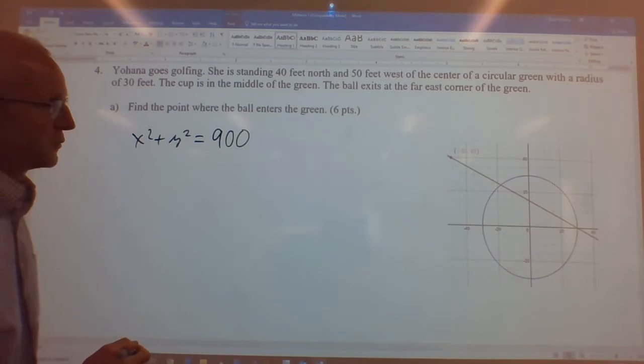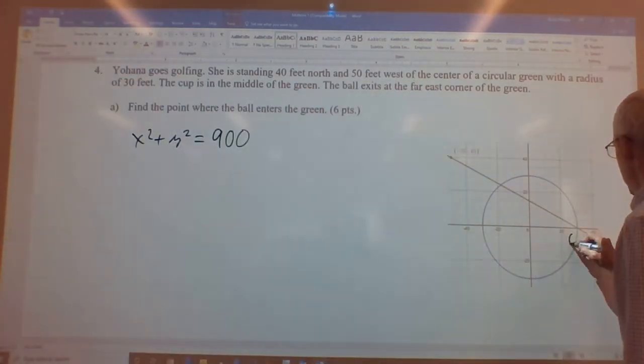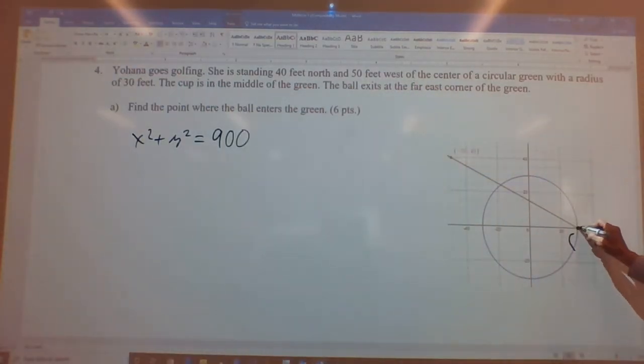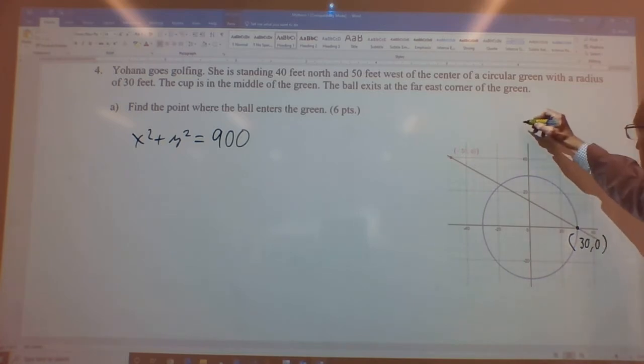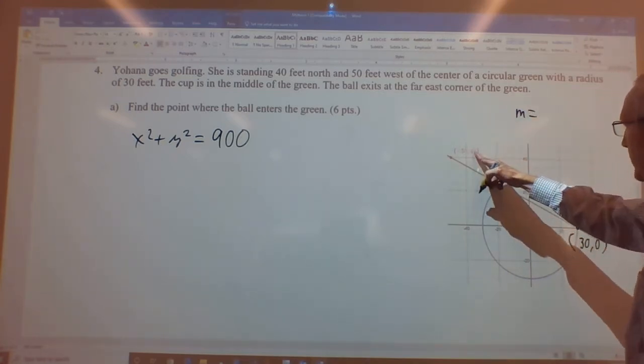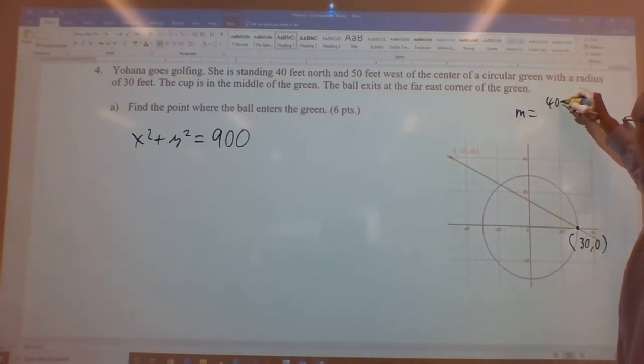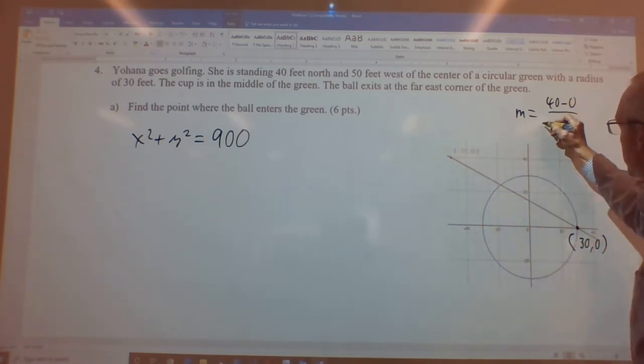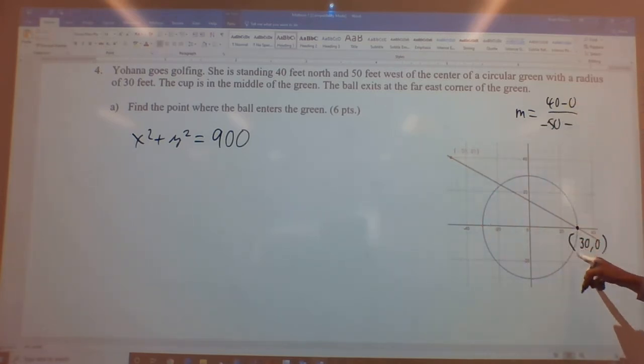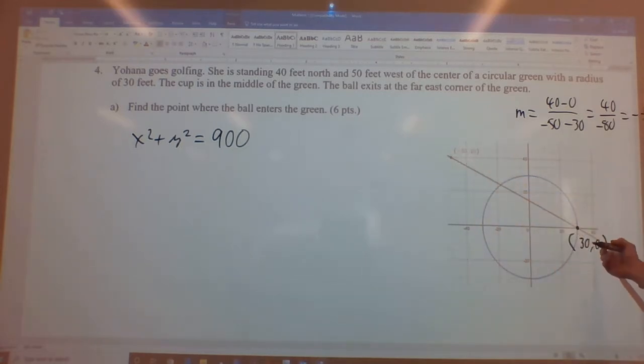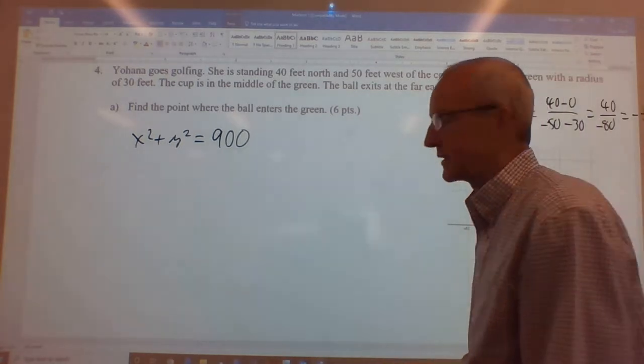And I made it nice, easy numbers. So let's see, we have 2 points. This point over here, I said the westernmost point, so we know it's right on the circle there. It's x is 30, comma 0. So the slope would be 40 minus 0 divided by negative 50 minus 30, which is 40 over negative 80, which is negative 1/2. Clearly it's negative. It's not very steep. 1/2, yep, makes sense. Looks about right.